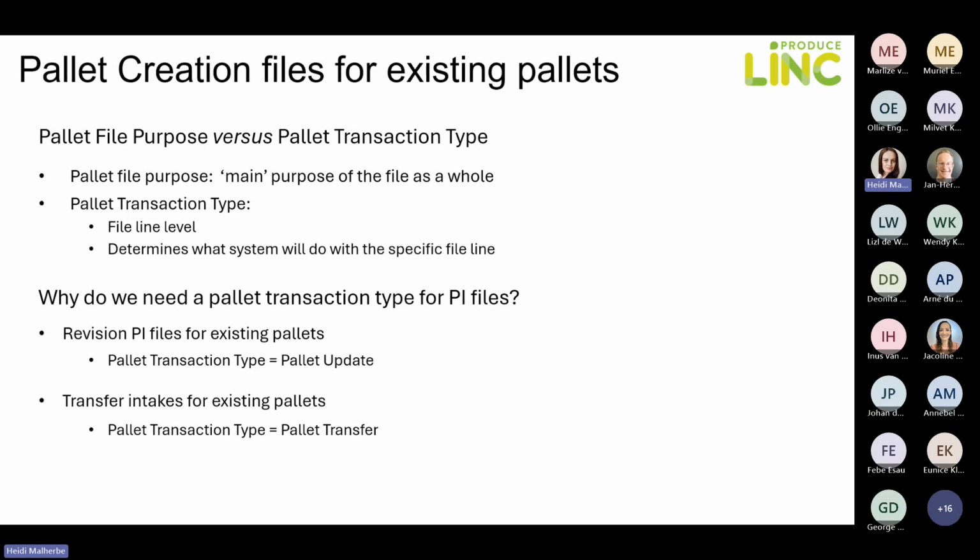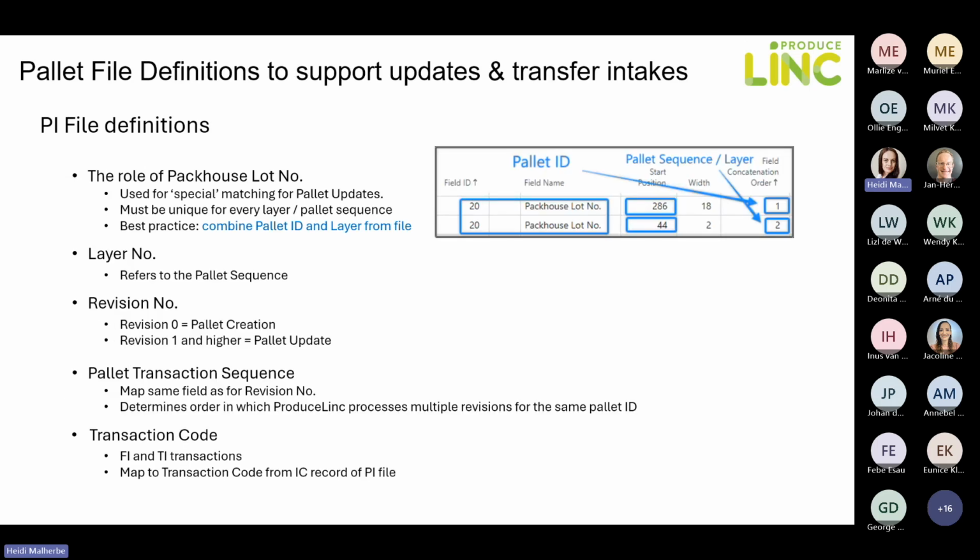Now, for the system to know what the pallet transaction type is in a file that has main purpose as pallet creation, we need some information from the raw file. There are things in the file that tell us what kind of thing happened with the pallet, whether it was updated or whether it is a transfer intake. Which means that if you want to use the full automated functionality, especially for PI files, you might need to tweak your PI file definitions a bit.